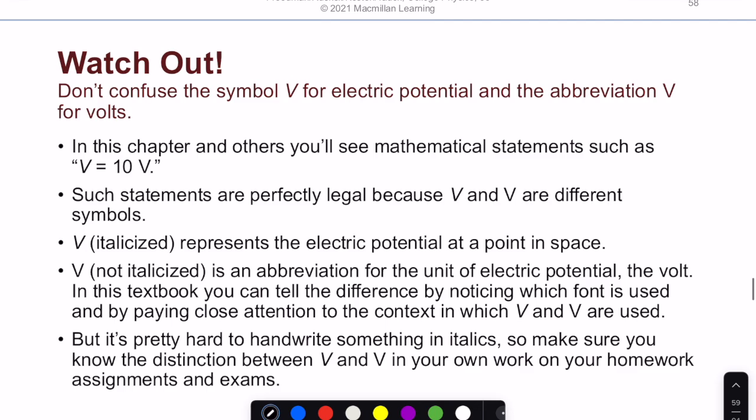When you're first getting comfortable with this terminology, it can get a little confusing because we use the symbol V to denote electric potential, and we also use the letter V to represent the units of volts. So typically, you will see a quantity V, which represents electric potential or voltage, in an italicized script, okay? And then the units are never italicized.